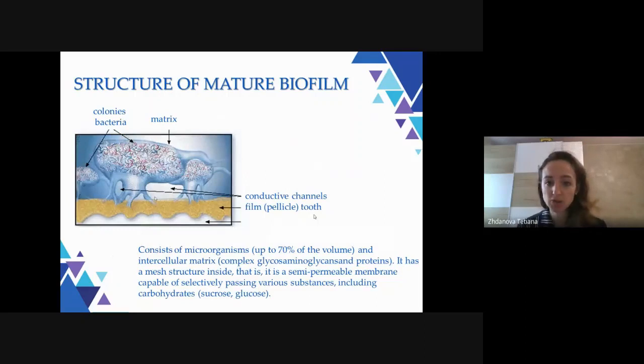What about the structure of mature biofilm? Of course, it is colonies of bacteria, matrix, conductive channels, and pellicle of the tooth. It consists of microorganisms up to 70%. Of course, you will have this question when you write your tests. And the intercellular matrix is a complex of glycosaminoglycans and proteins. It has a mesh structure inside.